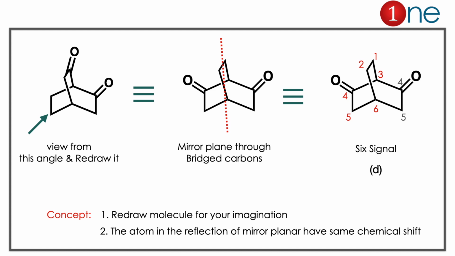Here I give a number for carbon NMR. There are 6 different carbons. The numbering can help you to understand. So 6 different signals. So the answer is clearly D there.